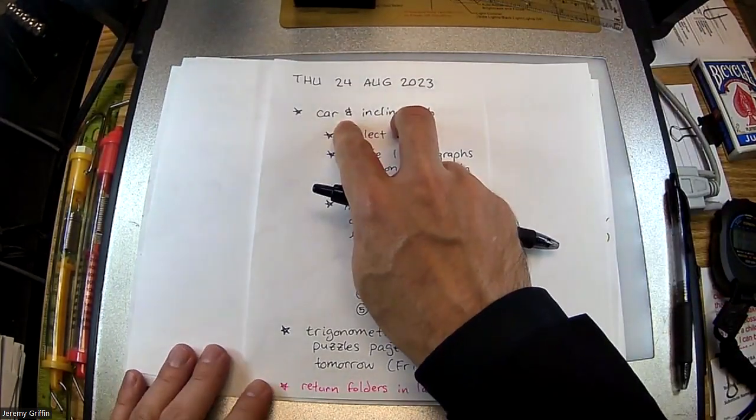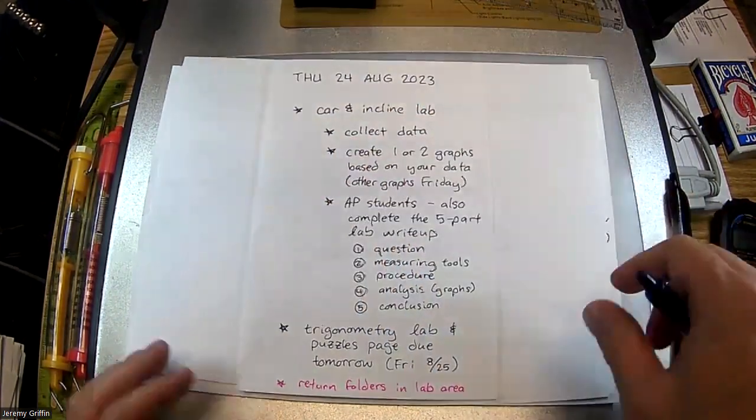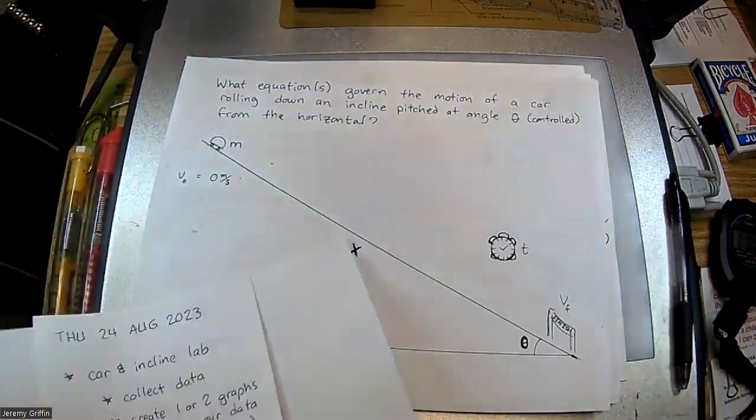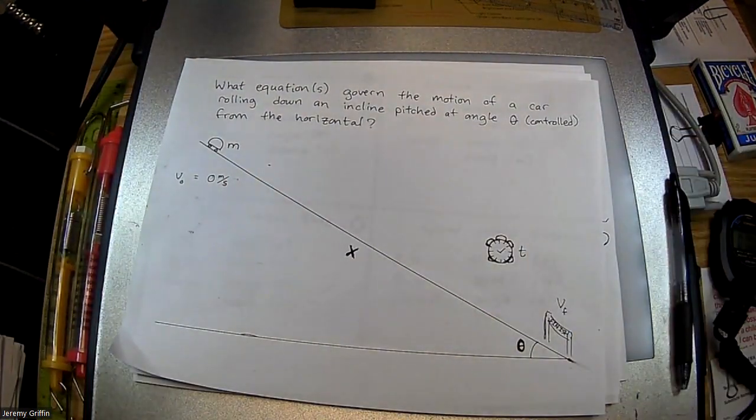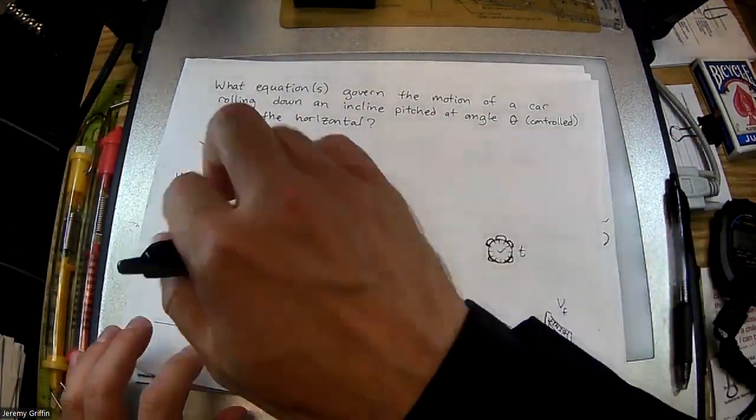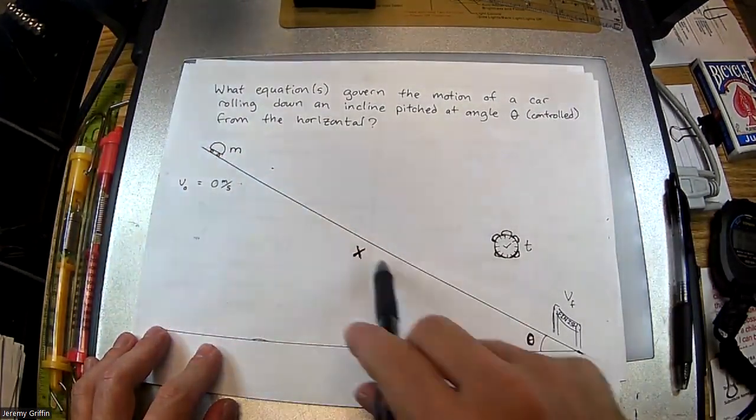So, you guys are going to be back in the lab area most of today, rolling this car down this incline. Here's the picture. Model car here. But you guys saw that Hot Wheels car yesterday, right? It was rolling down the incline.